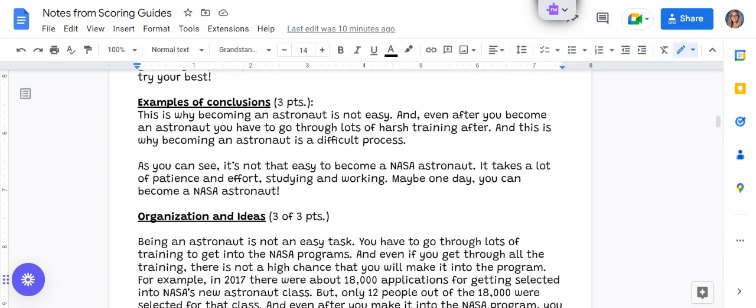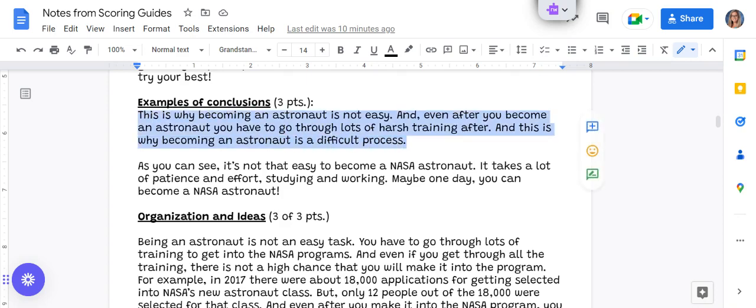And these are some conclusions that were perfect scores. This is why becoming an astronaut is not easy. Again, restates the question. And even after you become an astronaut, you have to go through lots of harsh training after. And this is why becoming an astronaut is a difficult process.